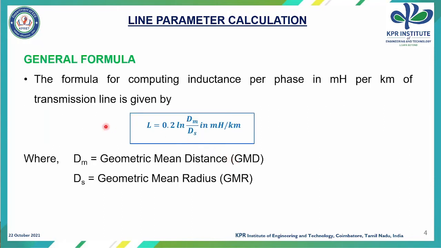First, see about the general formula. The formula for computing the inductance per phase in millihenry per kilometer of the transmission line is given by inductance L is equal to 0.2 into natural log of Dm by Ds in millihenry per kilometer. Here, Dm is nothing but geometric mean distance, and Ds is nothing but geometric mean radius.